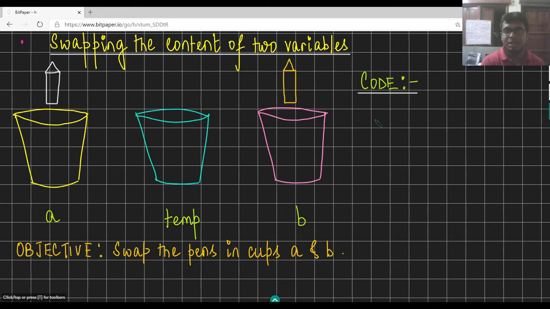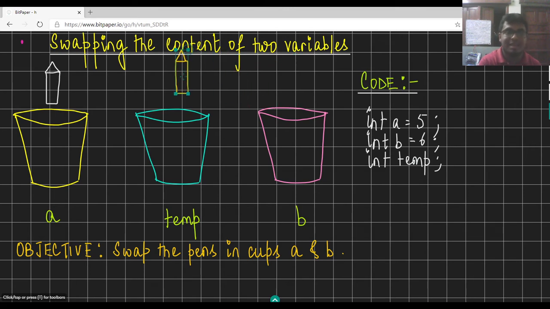So the initial code would be the same. Int a equals 5. I'm giving the white colored pen a value of 5. Int b equals 6. I'm giving the orange colored pen a value of 6. And our temp cup is empty, hence int temp. The first step that we do is we take the pen of cup B and place it in cup temp.